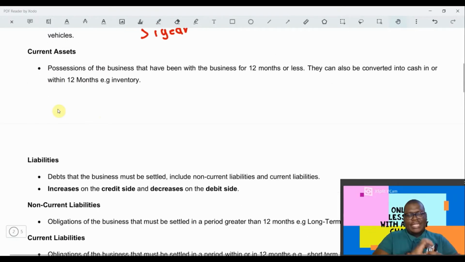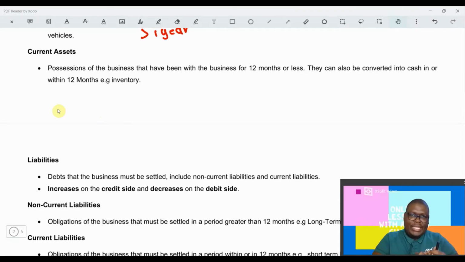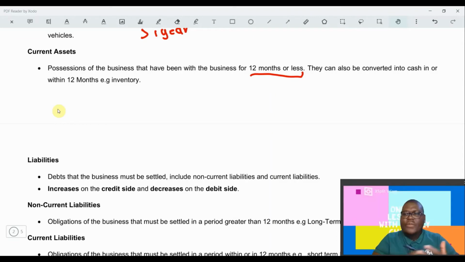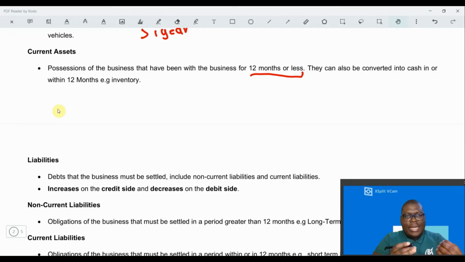And then we have current assets. Current assets, we're talking about those kind of possessions that we can convert into cash, or they've been with the business for a period of 12 months or less. Like things like your inventory, for example, you can convert them into cash within a period that is around 12 months. You can sell your inventory in a month, or in 2 months, or 6 months, and so forth. So this is why they fall under current assets.